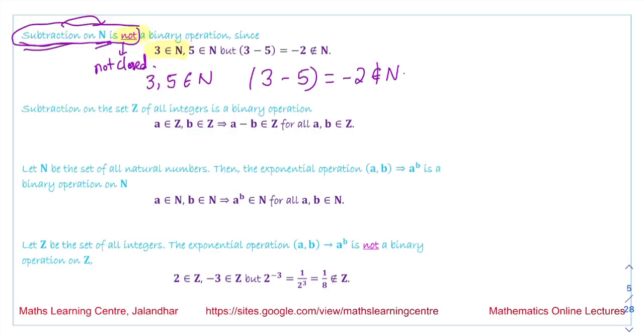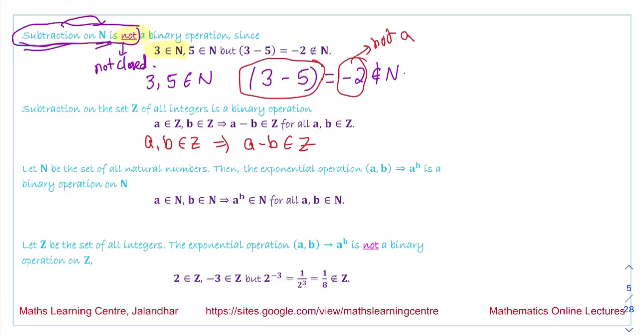Next, subtraction on the set Z of integers is a binary operation, because if we consider two integers a and b, then we know that the difference of any two integers is always an integer. When we are talking about natural numbers, this number is not a natural number. But when we are talking about the difference of two integers, it is always an integer.